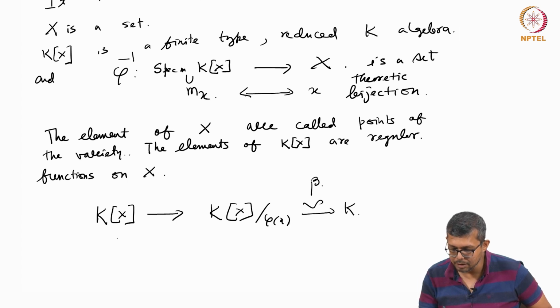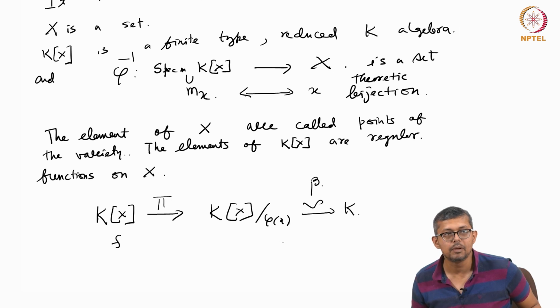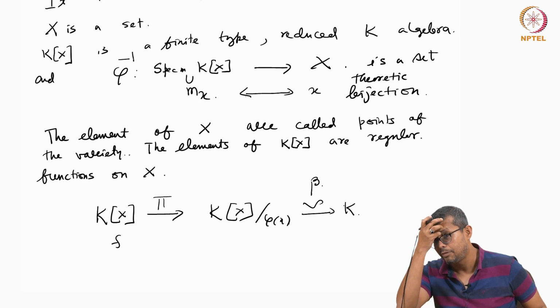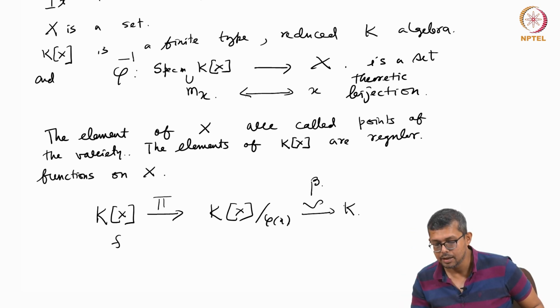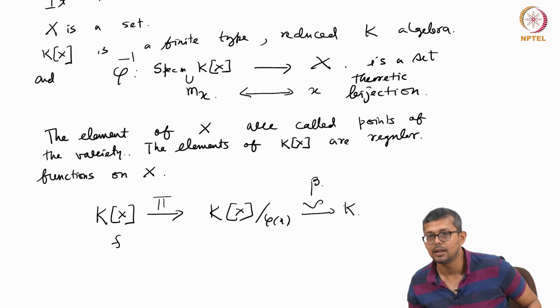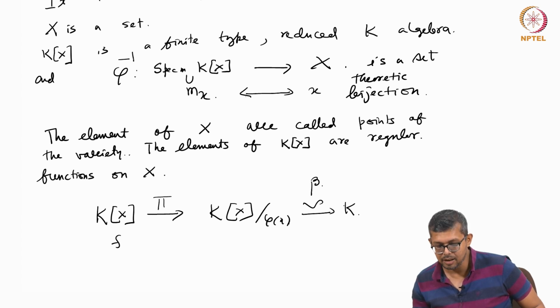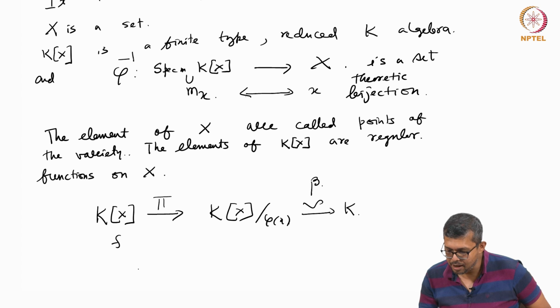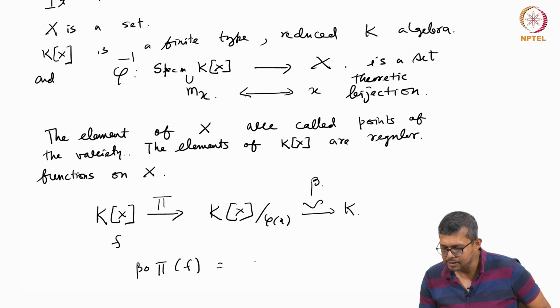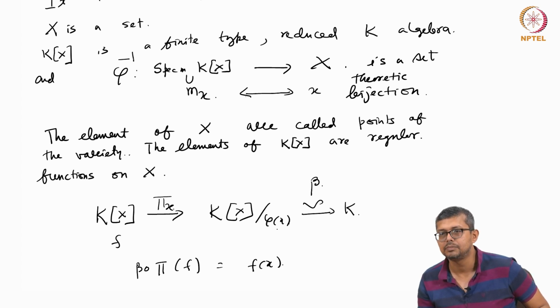So, if I take any element here, f, this is a canonical map, because phi x after all is a maximal ideal. So, Kx to Kx modulo phi x, this is a canonical map, and there is a structure map which is beta. Take beta inverse. If I compose beta inverse composition pi, then I get a map from Kx to K. Then you define beta inverse composition pi of f as f of x. This is pi x because it depends on x.